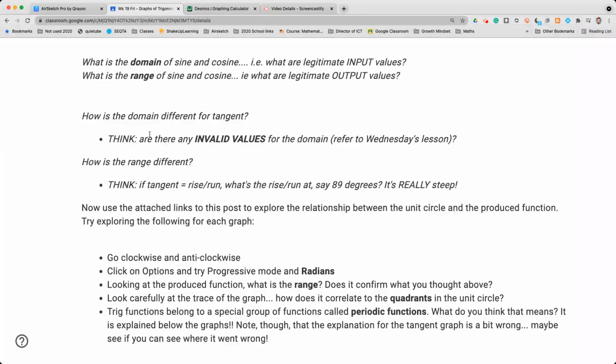And I asked you to consider the domain of sine and cosine. What are legitimate input values? Remember what I said to you before about looking at domain. Sometimes looking at the opposite is useful, like what doesn't count. So is there any value that would not count as an input to sine or cosine? Not now. Everything works, doesn't it?